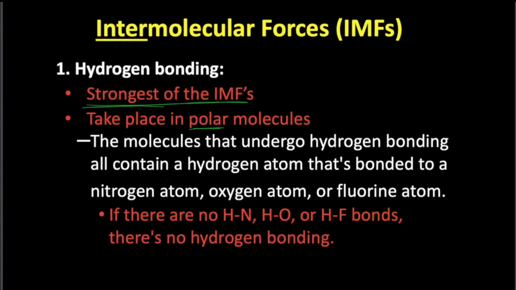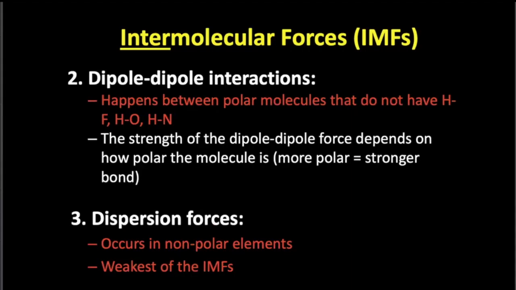And so if you have a polar molecule like water, and you see a hydrogen bonded to a nitrogen, oxygen, or fluorine, all right, has to be one of those three, then you have hydrogen bonding. If you have a polar molecule, but you don't see it bonded to one of those three, then you have dipole-dipole. That's simply all the rest of your polar molecules that don't have F, O, or N bonds. We call it a Fon bond.